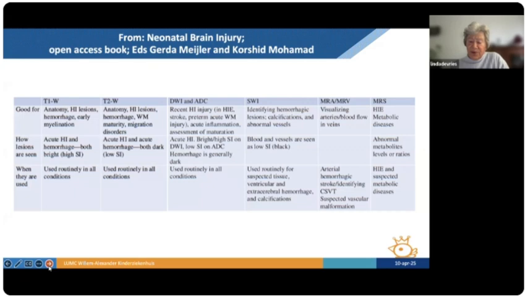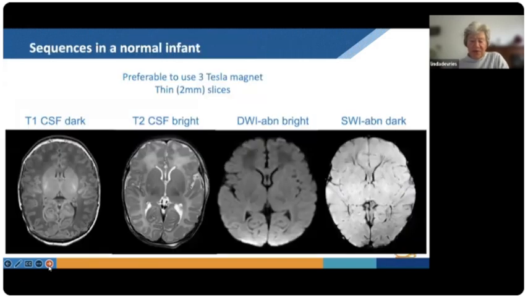And then finally, for metabolic disorders, we are using the MRS, the MR spectroscopy, but that is also very useful for HIE because you can identify certain peaks, as I will show later. And one of them is lactate, which in babies with severe HIE will be increased. But it's easier to look at the images.